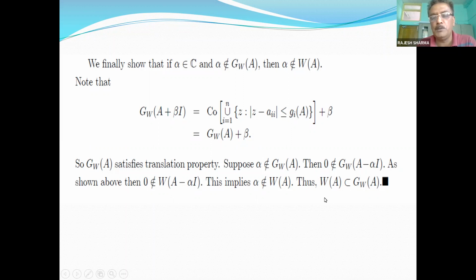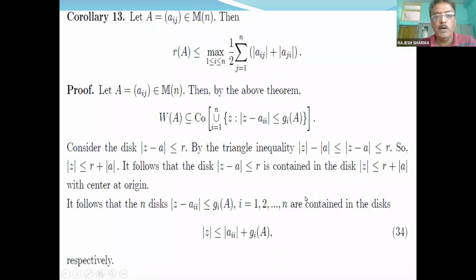And what is the use of this? We use this to derive our next inequality. And this is the improvement over the result of Hirsch. Let A = (a_ij) belonging to M_n, then the numerical radius is less than or equal to the maximum over i of half the sum over j of |a_ij| plus |a_ji|.